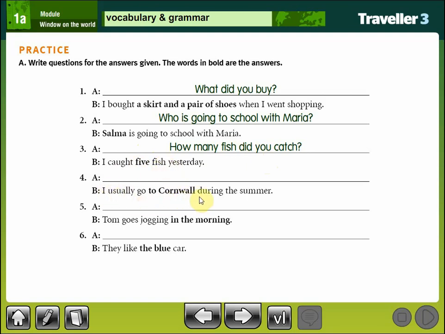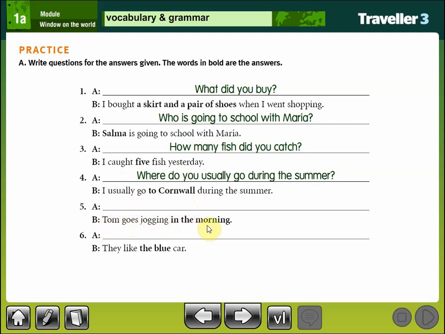I usually go to Cornwall during the summer. Go to Cornwall. So we can see from the capital C here that it's the name of a place. So we want to ask about a place. Do we say how many, who, what, or we can actually say where. Where do you usually go during the summer? We added do because we are asking about an object here. We didn't ask about the subject, so we added do, or even are or am or is, or any auxiliary verb that fits the question.